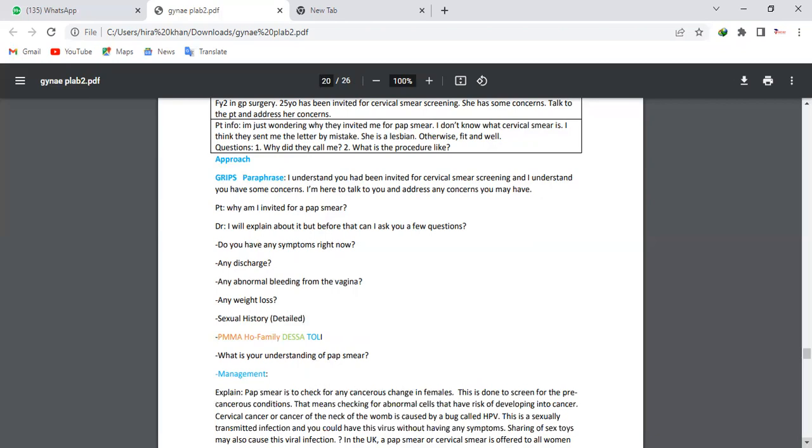Then she will say, well, why am I invited for the pap smear, doctor? I think you might have made a mistake. Then you have to explain. I will explain about it, but before that, can I ask a few questions? Then start from the very beginning. Do you have any symptoms? Ask about the symptoms. Do you have any discharge? Have you noticed any bleeding from the vagina? Have you noticed any weight loss?